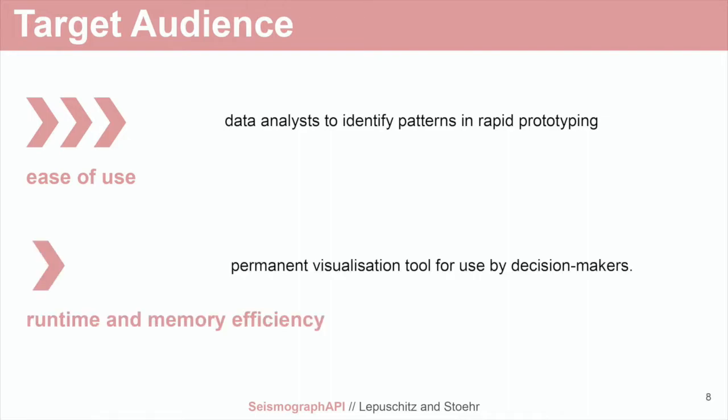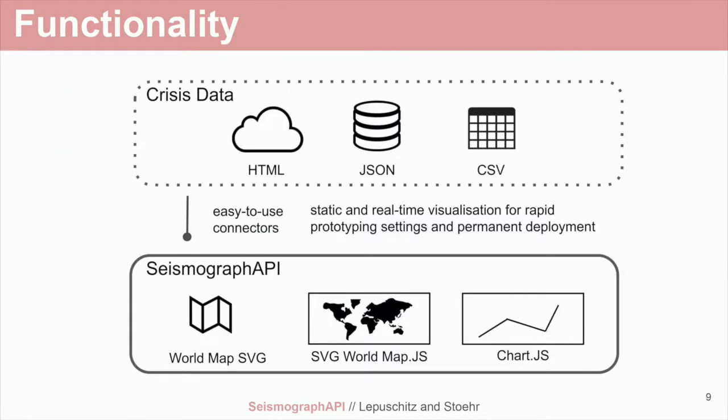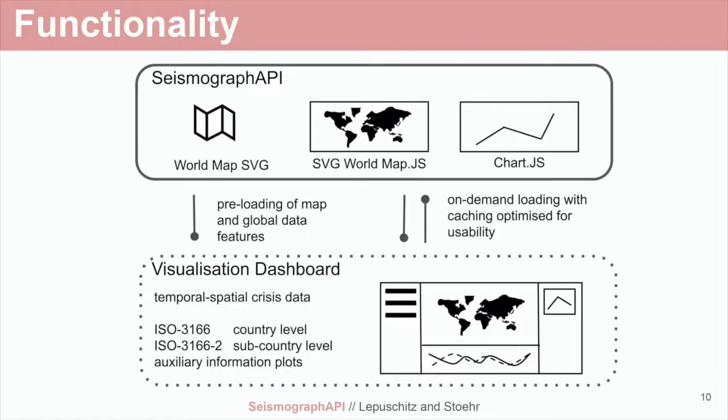Due to its runtime and memory efficiency, it can also be deployed as a permanent visualization tool for use by decision makers. So what does SeismographAPI do? It provides easy-to-use data connectors allowing you to load your crisis data in different formats, statically and on demand. Also, it comprises an interactive visualization dashboard. The dashboard allows visualizing data at the country and sub-country level and has caching capabilities.